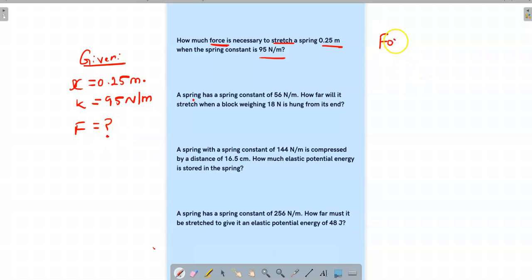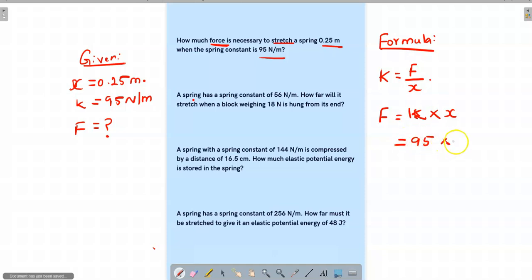And we should write the formula. K is equal to force over extension, and the force is equal to K multiplied by extension. K value is 95, X value 0.25. Multiply the values and write the unit Newton. So you can write the answer here with the unit Newton.